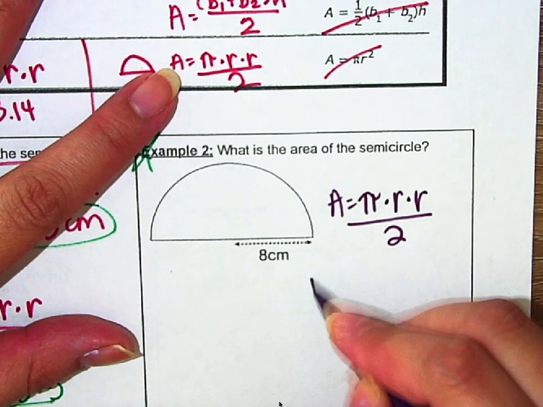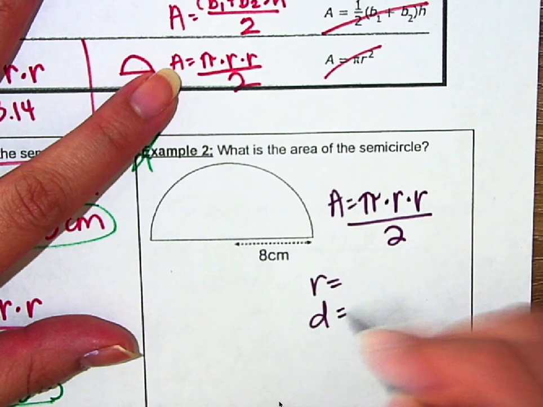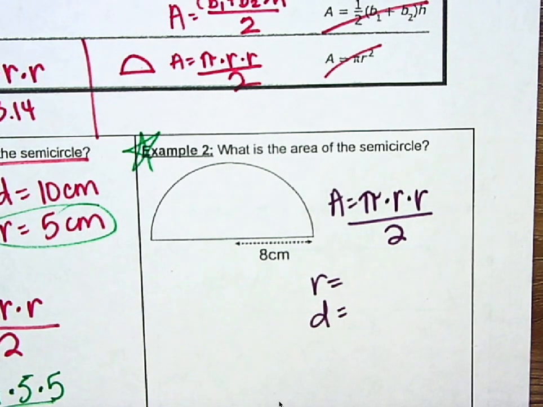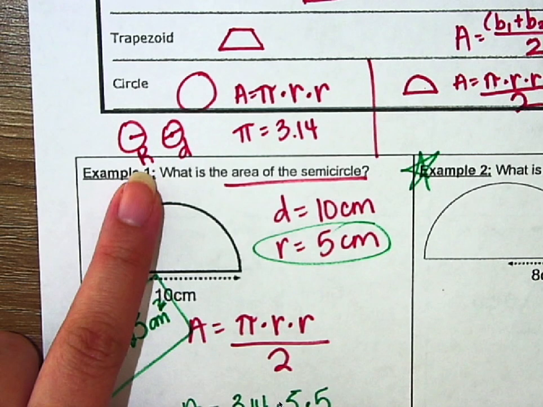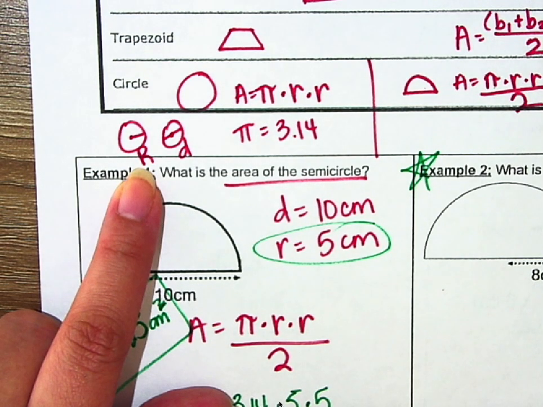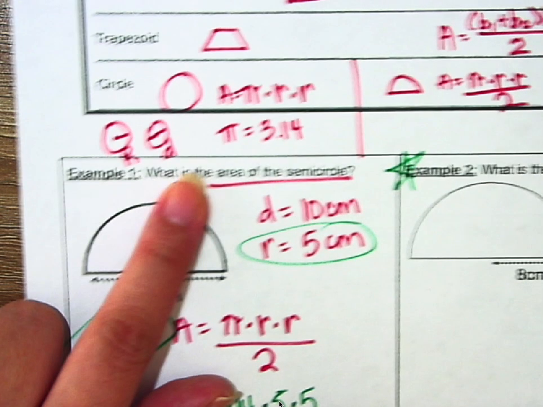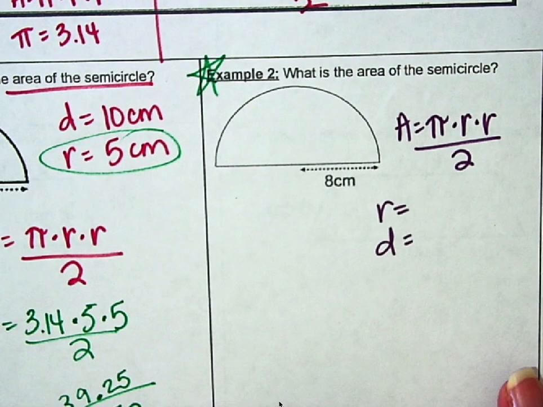So make sure you find your radius and your diameter. If you don't know what that is, remember, look over here. Radius is half of the circle and diameter is the whole all the way across. Okay, turn it over on the back.